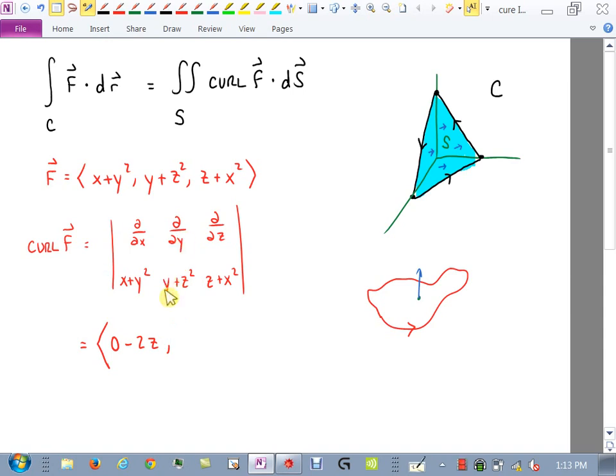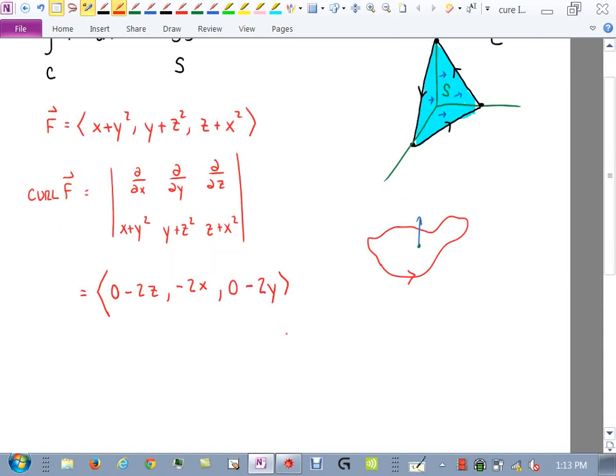Now we cover up the middle one, and we do partial with respect to x of this, which is 2x, but then opposite, so negative 2x. And then still covering up the middle, partial with respect to z of this, which is 0. So we don't need to really even worry about it. Then cover up the last one, partial with respect to x of this is 0. And then partial with respect to y of this, subtracted, so negative 2y. So my curl is just negative 2z, negative 2x, negative 2y. Okay? Y'all agree with this?